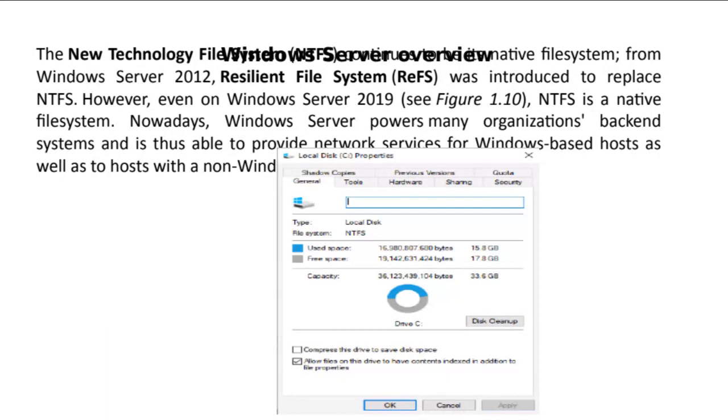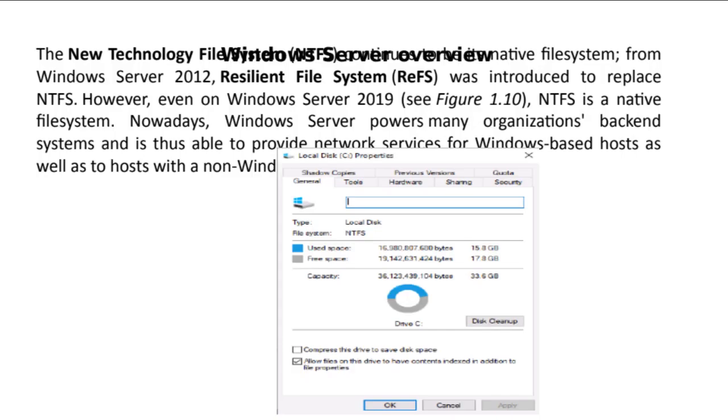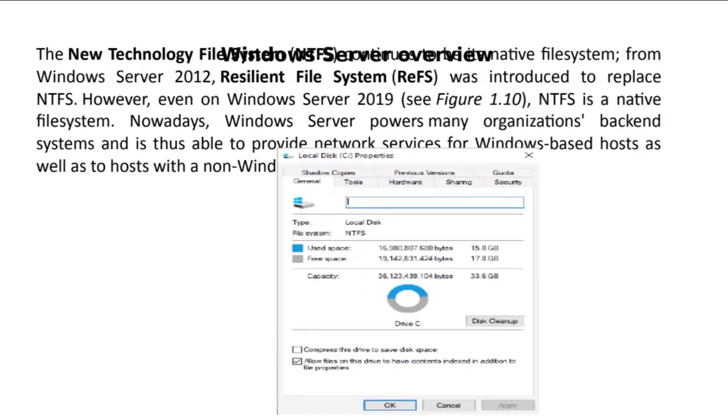So the one that is used on Windows Server is usually NTFS. Then recently they introduced ReFS, which is the Resilient File System. NTFS is a native file system. The Resilient File System, ReFS, is a new technology. It is there to replace NTFS. Why? Because it has more features, and we will talk about these features later on in this chapter.